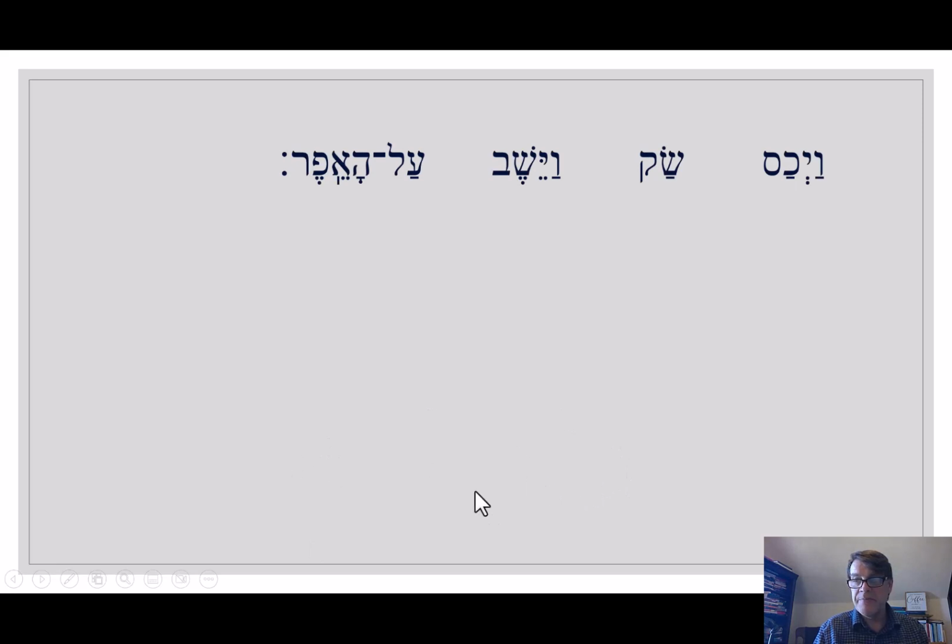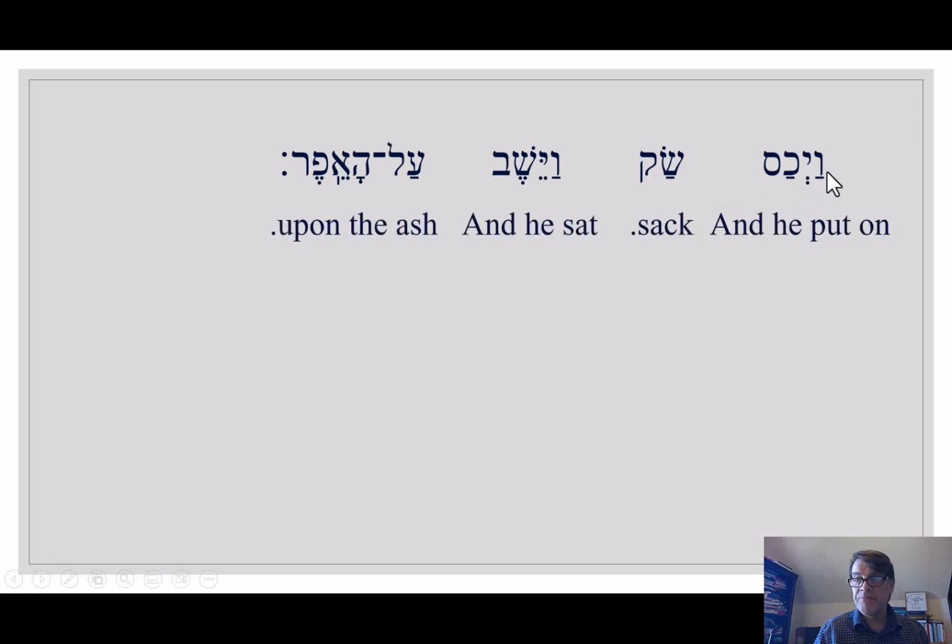See if you can pronounce this. And here's how I would pronounce it. Vayekas sak, vayeshev al ha-efer. Okay, so this should have been vav patach doubling. But remember, there's an obscure rule that says that if there's a vocal shewa under the performative, it can lose its doubling. I don't know what that means, but Lasor told me a long time ago.